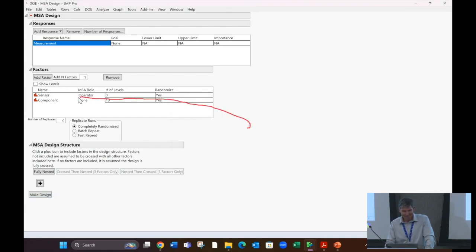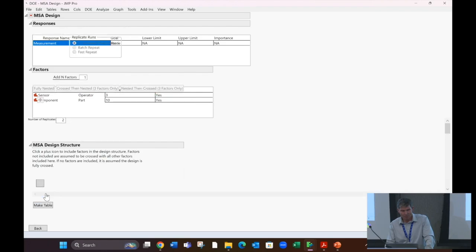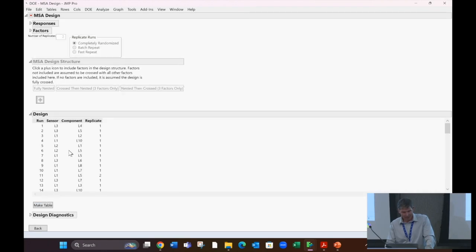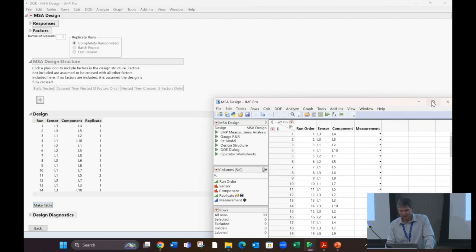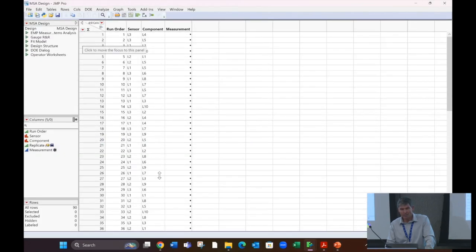Okay. Kind of jumped the gun here. So this role here for component is really the part. So at a minimum, you have to specify your part and your operator. So now we make this design, and here's our table. And I go ahead and make the table, and there is my 90-run design that we just analyzed, okay?